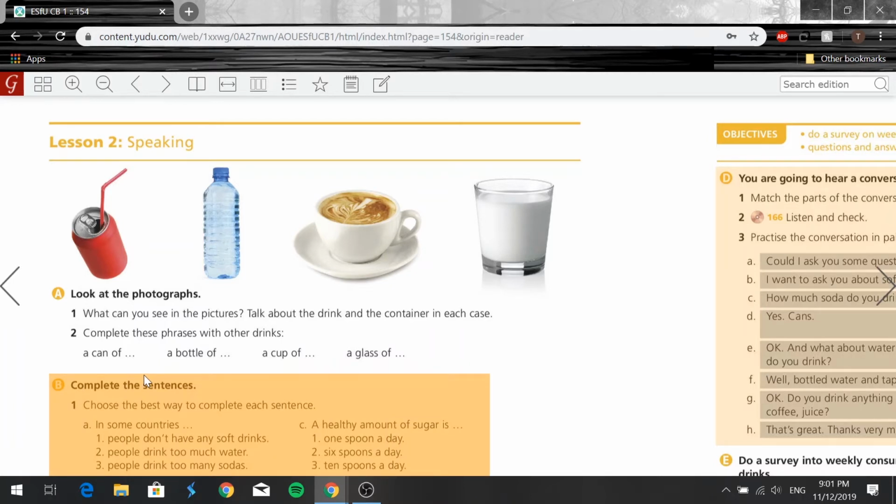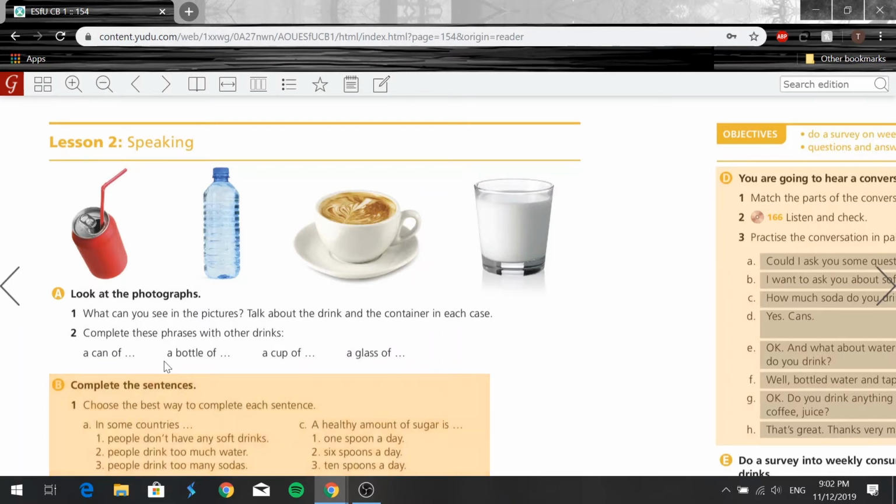So instead of saying a can of soda, for example, I can say a can of cola, a can of lemonade, a can of juice, okay? For bottle, I could say, instead of water, a bottle of whiskey, a bottle of milk. Milk also works with bottle, by the way. A bottle of tequila. All of these are good examples, right? And we have cup, so instead of coffee, I could say a cup of tea or a cup of hot chocolate, right? And for glass, again, I could say a glass of juice, a glass of cola, a glass of beer, a glass of soda as well.